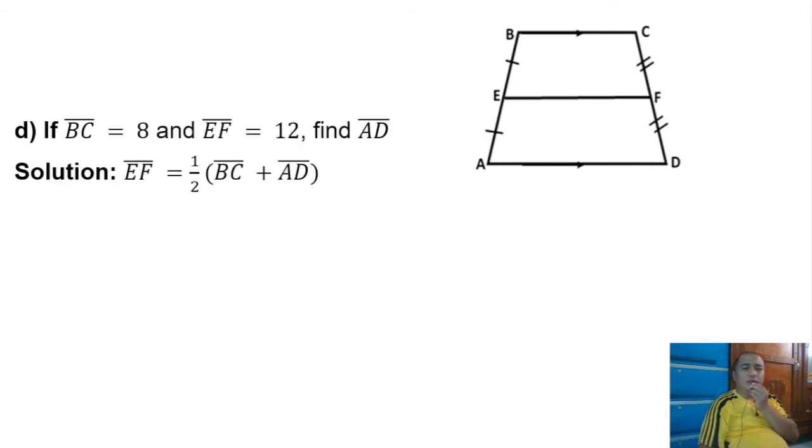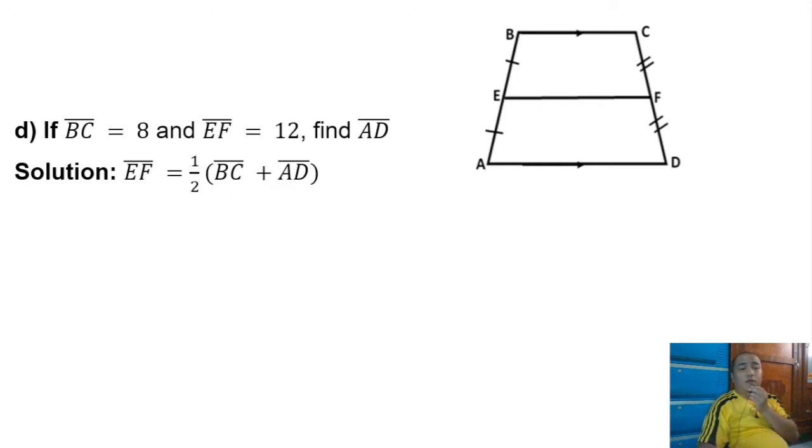If BC is 8, EF is 12, find AD. Okay, this time the length of the median is given. 12 and 8. What is the length of the lower base? So same procedure pa rin. Same formula. You can then substitute. 12 is equal to 1/2 times the sum of 8 and AD.